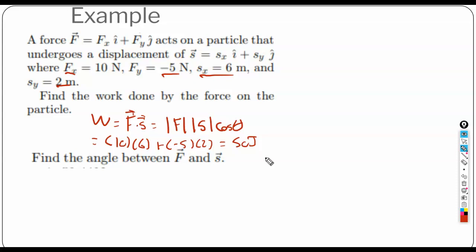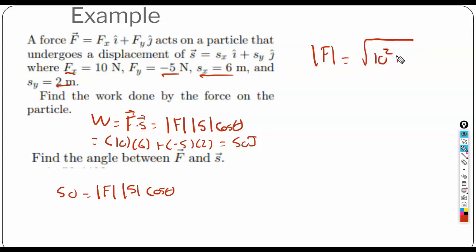And then to find the angle between F and S, I have the dot product, which is 50, and that's equal to the magnitude of F times the magnitude of S times cosine theta. So I need to find the magnitude of the force. That would be the square root of, let's see, 10 squared plus -5 squared. And then the magnitude of S is going to be the square root of 6 squared plus 2 squared. Okay, and so I'm going to go ahead and do that in my calculator. Let's see if you can get this answer correct.